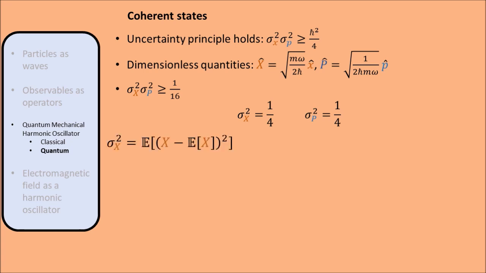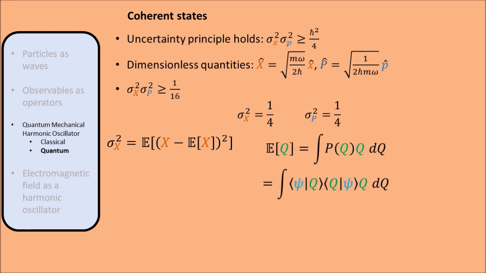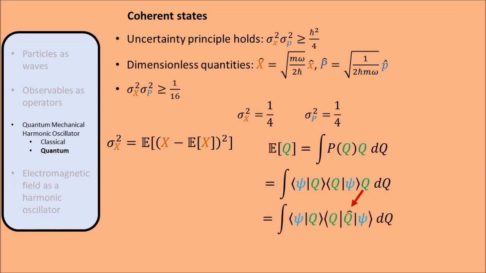Recall that the variance of x is defined as the expectation value of the squared difference between x and its mean value. The expectation value of an arbitrary observable q is given by the integral of q times its probability function. According to Born's rule, the probability function of an observable is given by the squared modulus of the wave function in the basis of that observable. This squared modulus of the function can be written as that function times its complex conjugate. The multiplication with q can be obtained by applying the q operator to the wave function in the q basis.